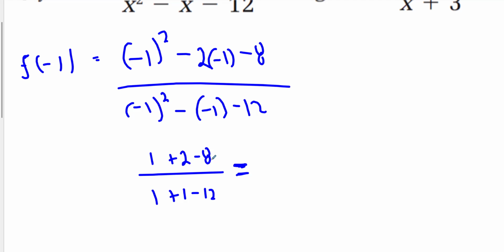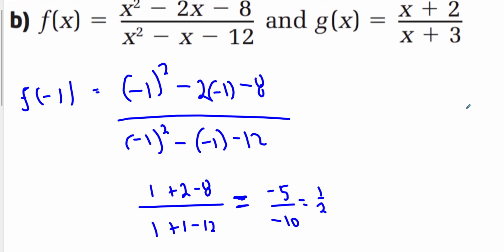3 minus 8 is -5. Over 1 plus 1 is 2. 2 minus 12 is -10. And we know that -5 over -10 can be simplified into 1/2. The negatives will cancel, and 5 over 10 is just 1/2. So boom, we're good. All right, let's do x plus 3.